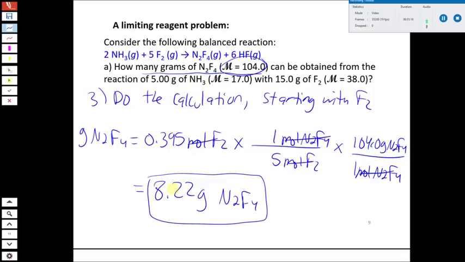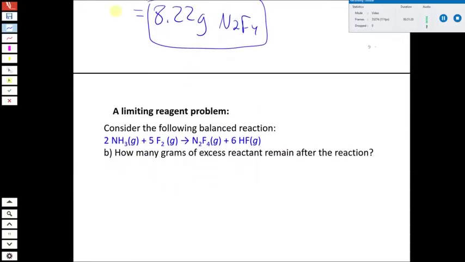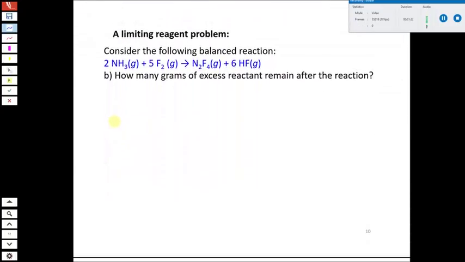All right, so any questions on the concept of limiting reactant or how to use it in a stoichiometry problem? All right, the last thing that you'll sometimes be asked to do then is we want to know how many grams of excess reactant remain. So whatever is not our limiting reactant is going to be what's called our excess reactant, the one that has more amount than we need, or that is in excess, as the name implies. So if F2 is our limiting reactant, that means the other reactant, NH3, is our excess reactant.